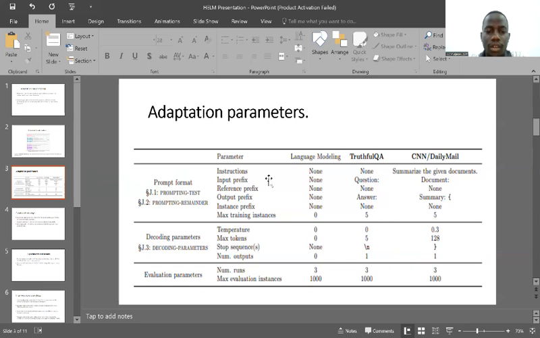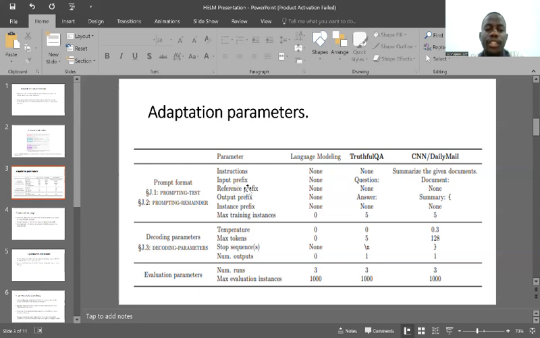When we go back, you see that for language modeling, you input nothing as a parameter here. For truthful question answering, we have a question, so you have to input a question as the parameter there. For CNN, since the instruction says it summarizes documents, its input will be a document, and it will summarize that document.